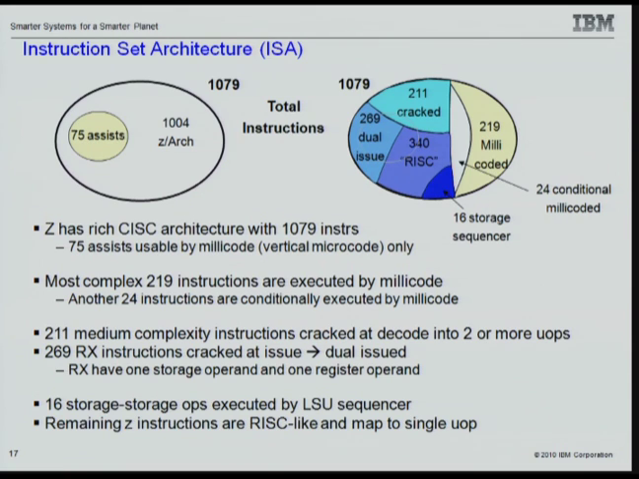The next level of instructions in terms of complexity are actually cracked at decode time into two or more RISC-like microops. We have 269 what I call RX instructions, which are cracked at issue time, which essentially means they're dual issued. They're first issued to the load store unit to get the one storage operand from the cache, and then they're subsequently issued to a fixed point or a floating point pipe to actually do the arithmetic computation. And then we have 16 special storage ops, which are executed by a LSU sequencing state machine. And the remaining Z instructions are RISC-like, and they just map one-to-one to a single micro-op.